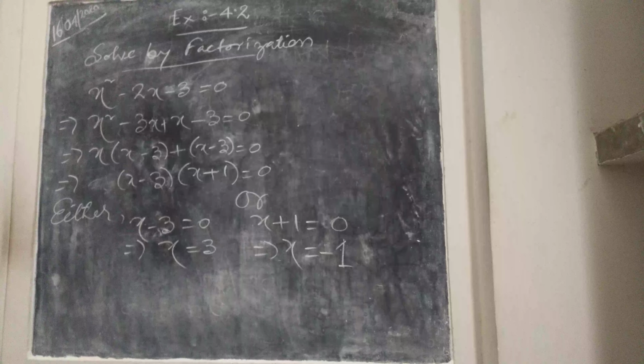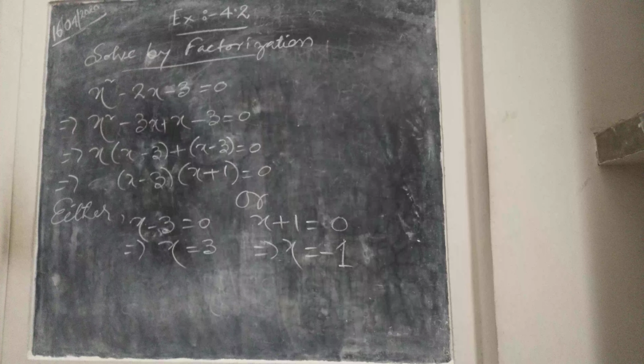In middle term factorization, you have to divide the middle part of the equation in such a way that the product of the two broken parts should be equal to the product of the first and the last. And if you add the two broken parts, you have to get the middle part once again. That is known as middle term factorization.